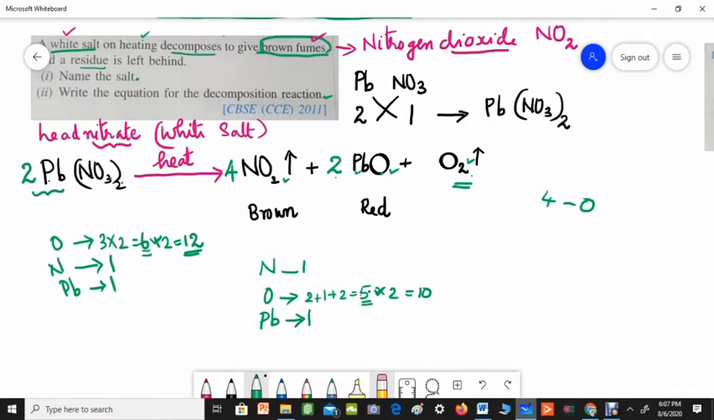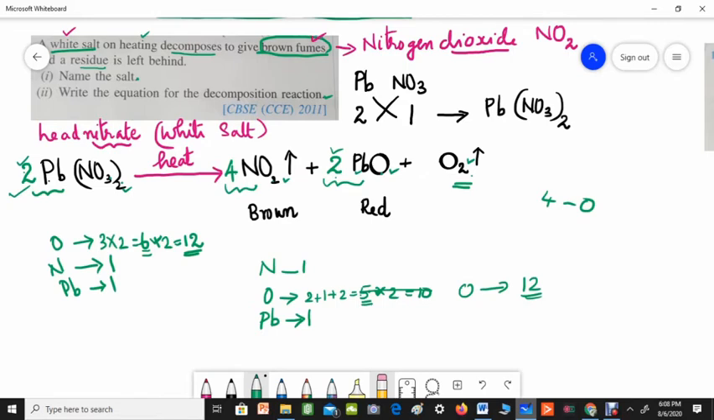Now on the product side, oxygen atoms are 12, so that is balanced already. And what about lead? Lead is 2 on both sides. Now it is balanced. And what about nitrogen? Nitrogen is 2, and this 2 into 2 it is 4 on the reactant side. On the product side it is also 4 nitrogen atoms, which means the reaction is already balanced.